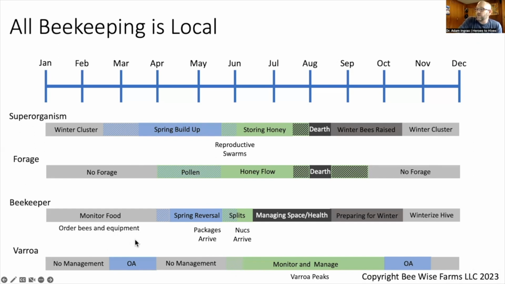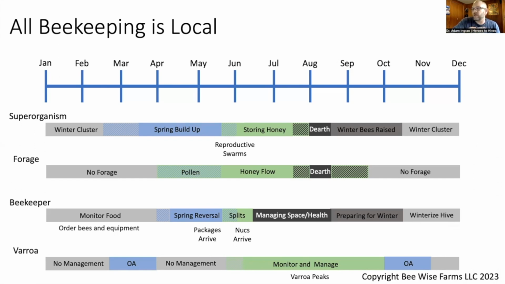For us as beekeepers, you can see that there's all sorts of things that you should be thinking about during these times as well. Like when we're monitoring for food, what I mean is that we're making sure that our bees don't starve. So how to go out in winter and check if your bees are short on food to make sure they don't starve. That's something that we do during the winter: we monitor food. This is also a time when you're going to order bees and equipment. During the winter and early spring is generally when you want to get this stuff ordered.